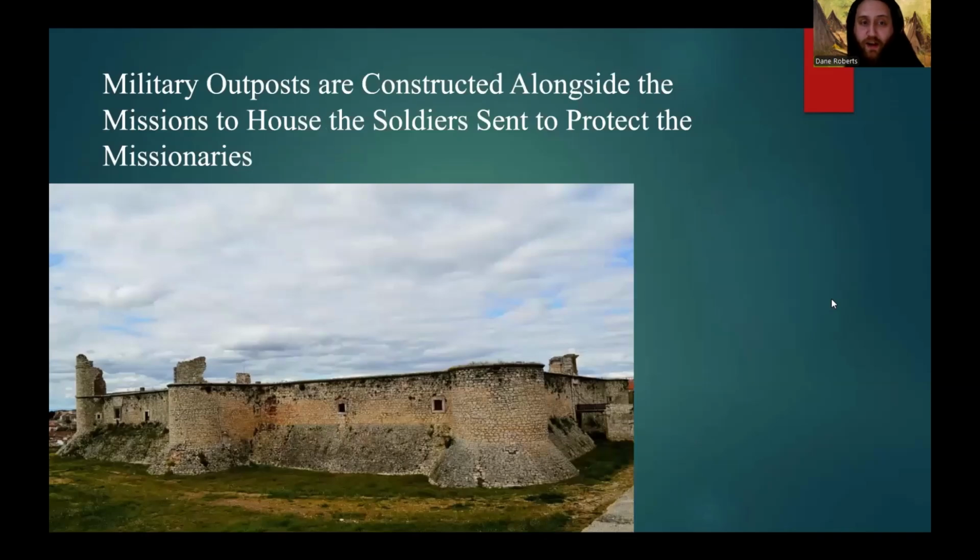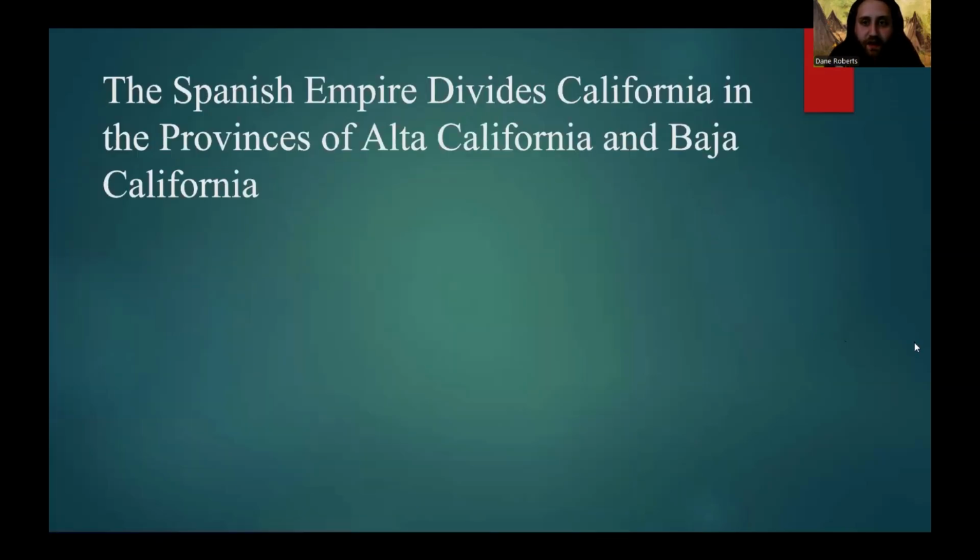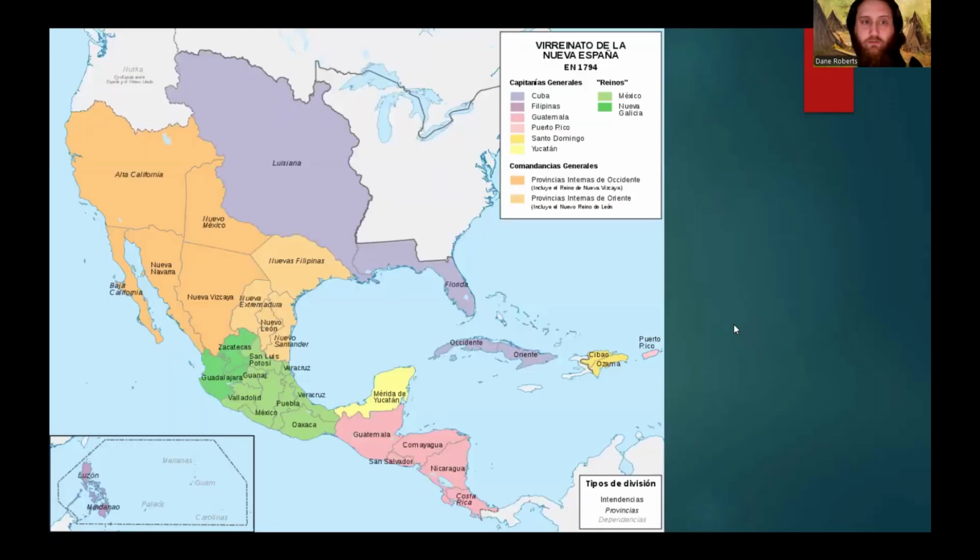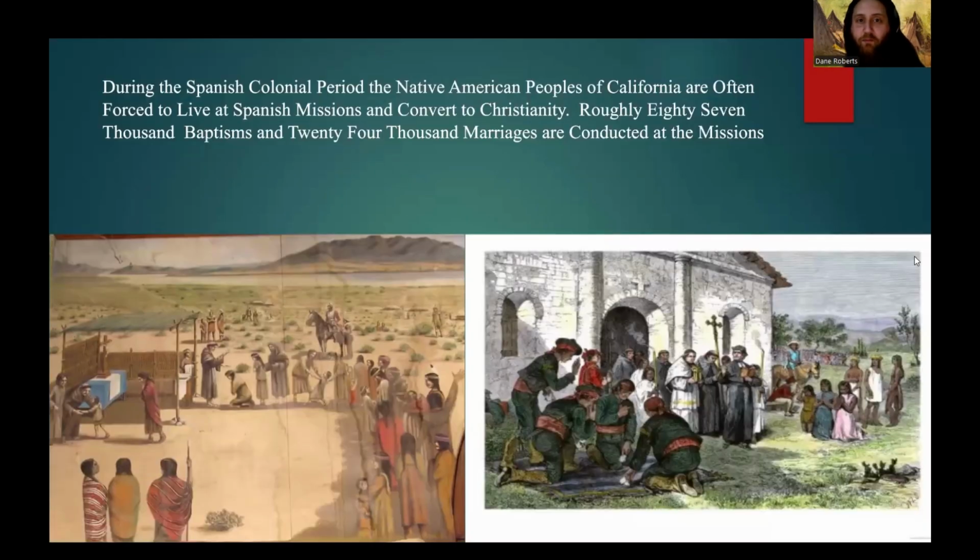On top of this, military outposts would be constructed alongside the missions to house soldiers sent to protect the missionaries. Then the Spanish Empire would divide California into the provinces of Alta California and Baja California, which you can see on this map here. During the Spanish colonial period, the Native American peoples of California were often forced to live at Spanish missions and convert to Christianity. Roughly 87,000 baptisms and 24,000 marriages were conducted at the missions.